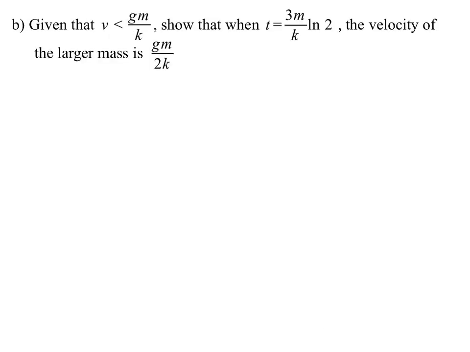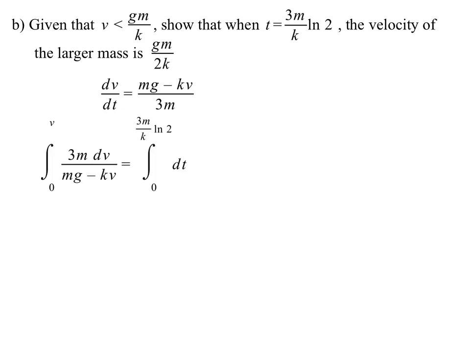Given that V is less than gm on k, show that when time is 3m on k log 2, the velocity of the mass will be gm on 2k, or the larger mass. There's my acceleration, V to T. Again, separate out the variables. Bit of integration to do.